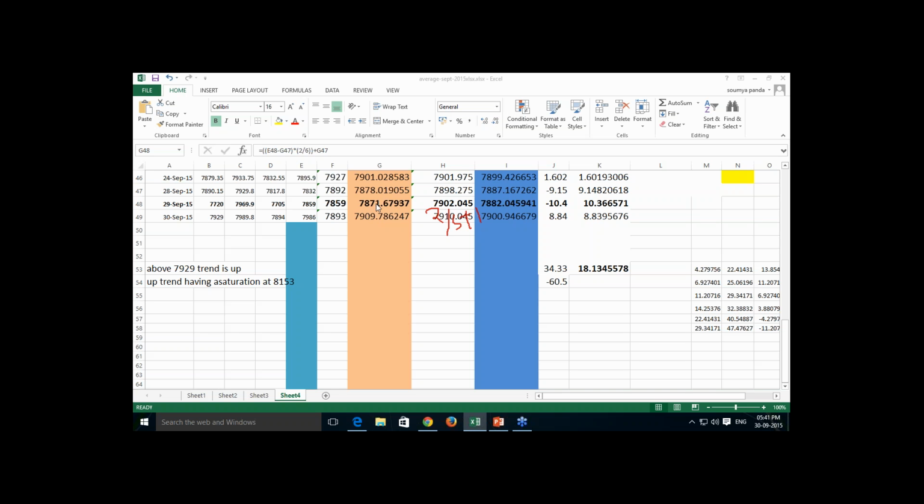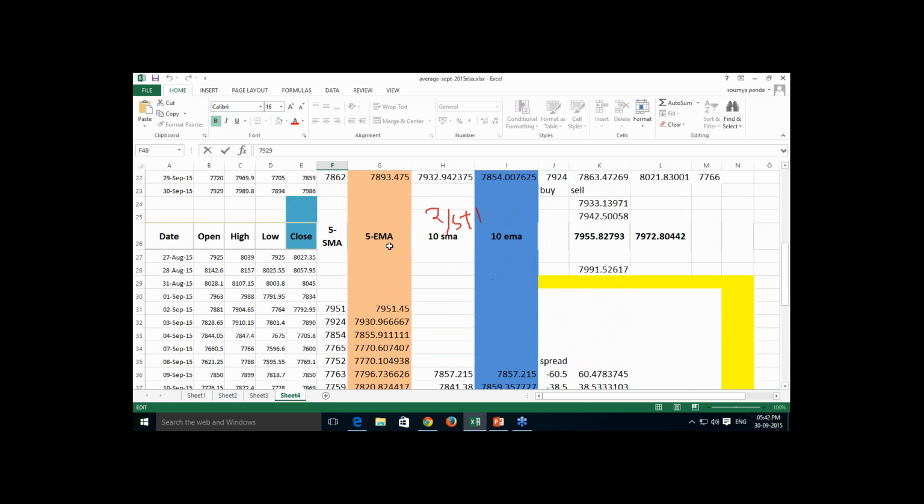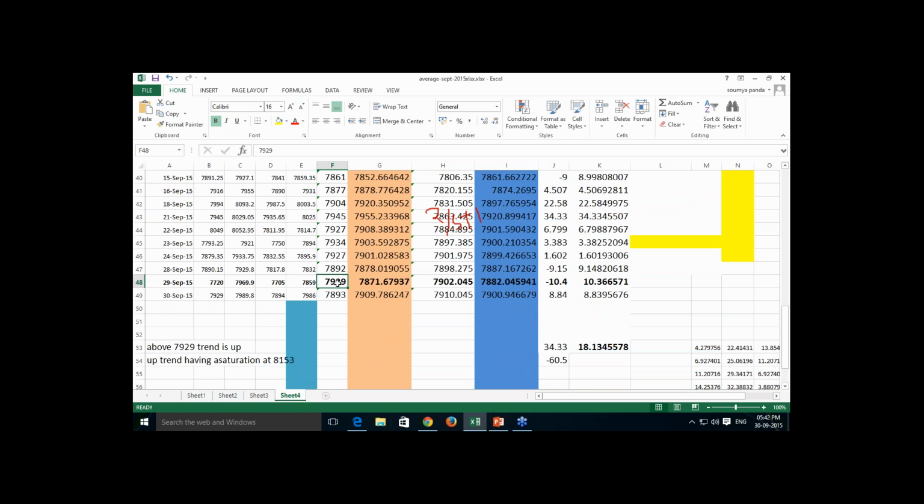If this is the situation now, the trend is down. Yes, the trend is down. This information it has given. When will the trend become up? Will this value tell me anything about that? So I'll change this 7859 to the 7929 level. Once I change this value, I see that my 5-period exponential moving average has now moved above the 10-period moving average. So this confirms that above 7929 my trend is up.